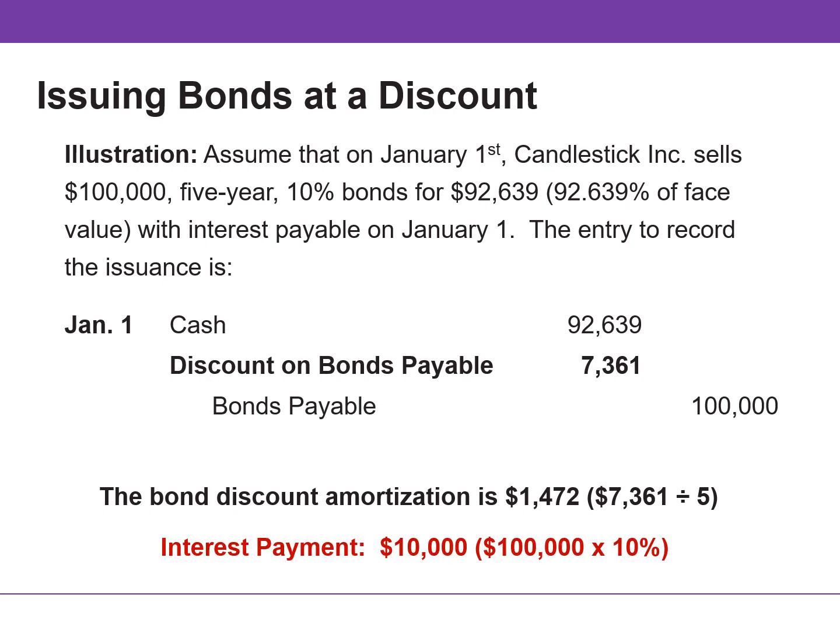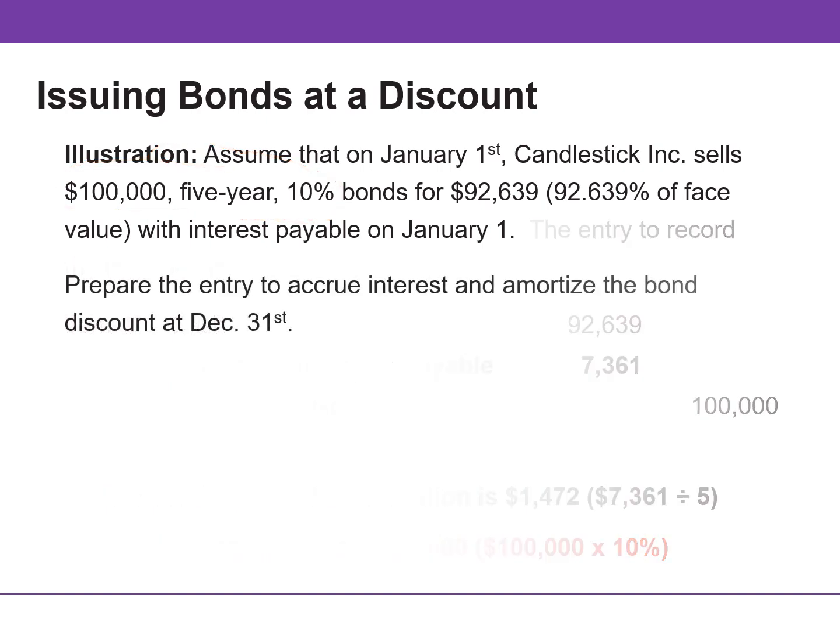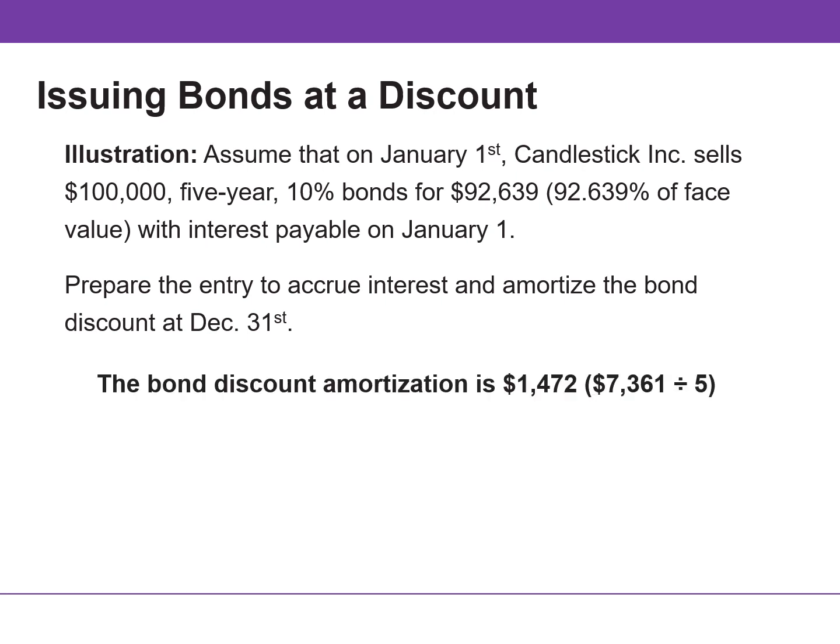The interest payment is $10,000. This is found by multiplying the principal or par value by the contractual or stated interest rate of 10%. The bond discount amortization is $1,472, and the interest payment is $10,000.